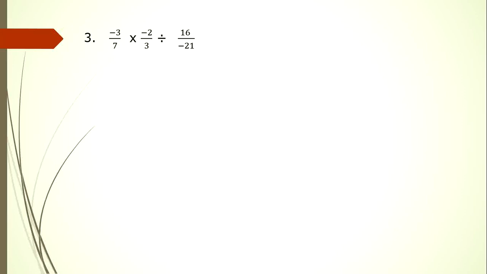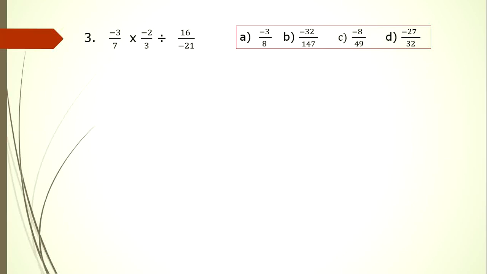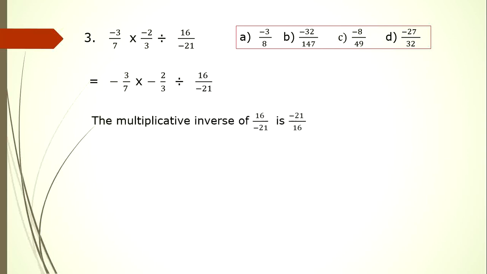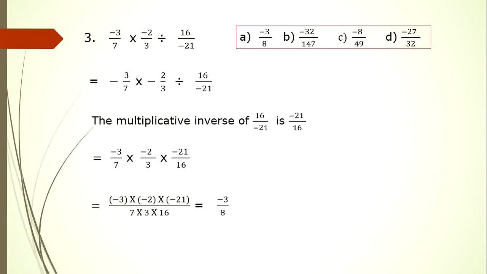Minus 3/7 into minus 2/3 divided by 16/minus 21. Options are given. Let us do. Now we know the multiplicative inverse of 16/minus 21 is minus 21/16. So minus 3/7 into minus 2/3 into minus 21/16. We have taken the multiplicative inverse of 16/minus 21 and we are multiplying it with the given rational numbers. On further simplification we get minus 3/8, and the correct option is A.